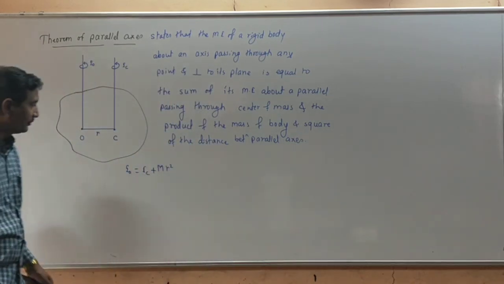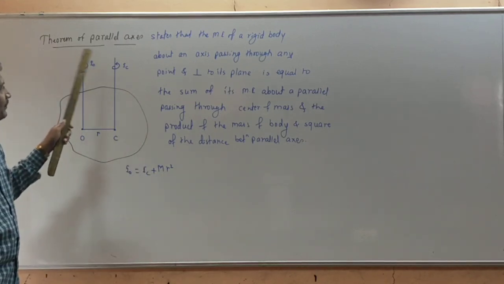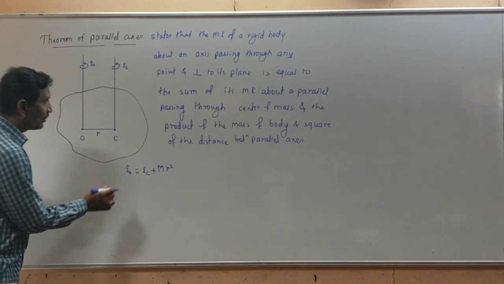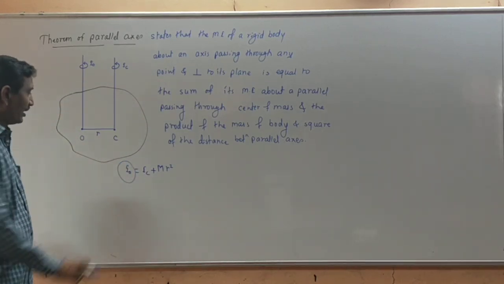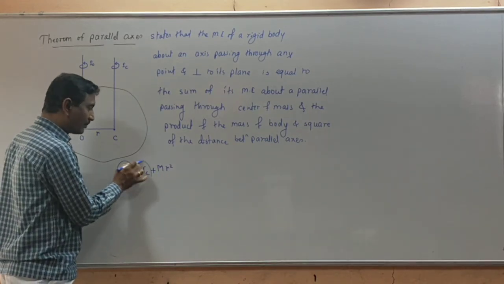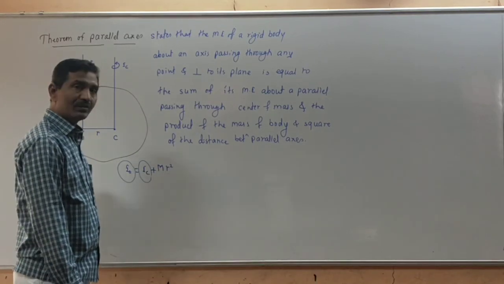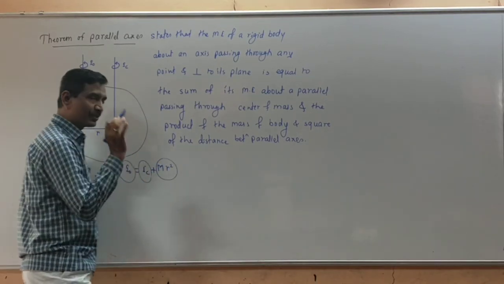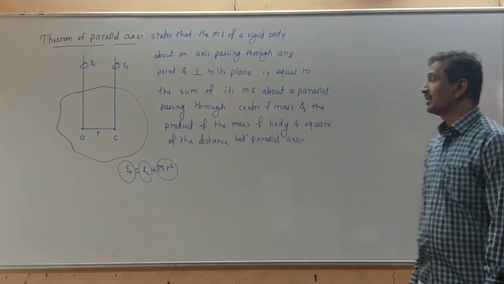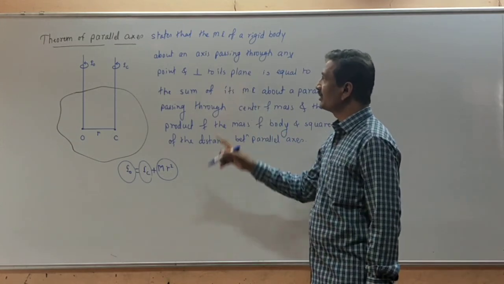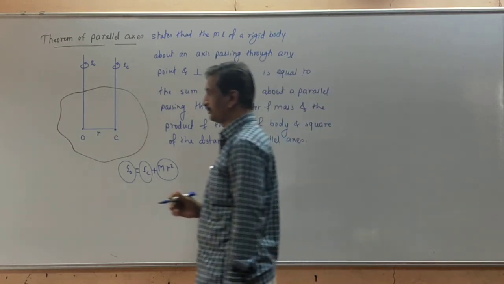See again the statement. I_O equal to I_C plus M R square. So the moment of inertia of a rigid body about an axis passing through any point and perpendicular to its plane, that is I_O, is equal to the sum of its moment of inertia about a parallel axis passing through the center of mass and perpendicular to its plane. And the third term is the product of the mass and the square of the distance between the parallel axes. So hence the mathematical form of the theorem of parallel axis is I_O equal to I_C plus M R square.